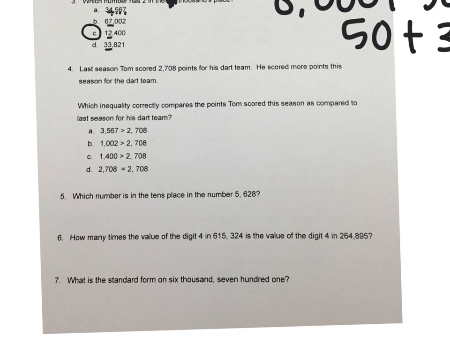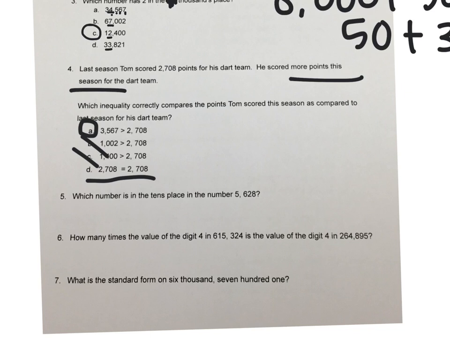So out of our answer choices, we can eliminate anything that's not bigger than 2,708. So that one's not larger, that one's not larger, and this one says equal to. But it says he scored more points this season. So that means we know that it has to be this choice because 3,567 points is the only one that would show more points this season.